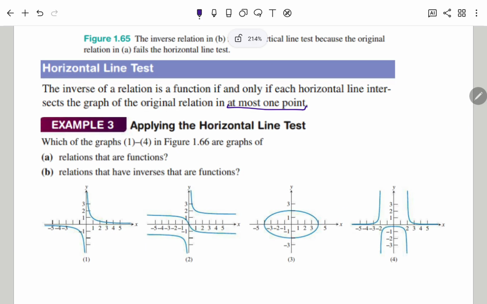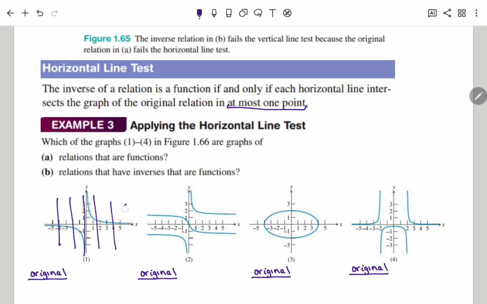First we're going to look at the original. For every single one of these, let's look at the original. Our first one does pass my vertical line test. No matter where I draw the line, it's only touching at 1 point. Even here, there's not going to be anything at that 0. That still means it's a function. Our second graph, right away the original fails the vertical line test, so it is not a function.